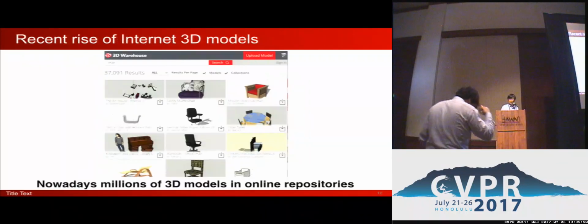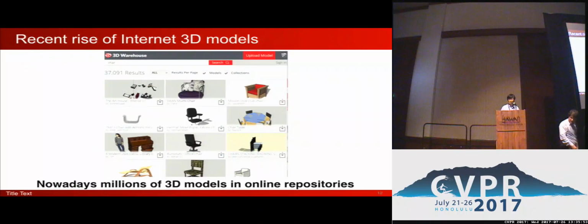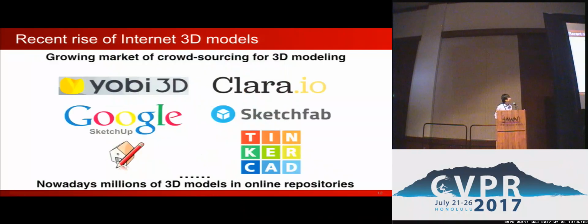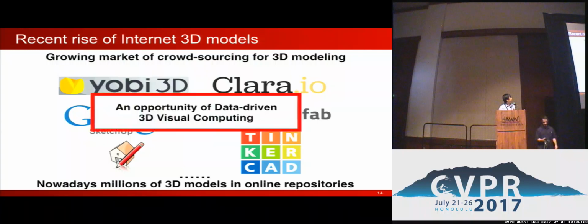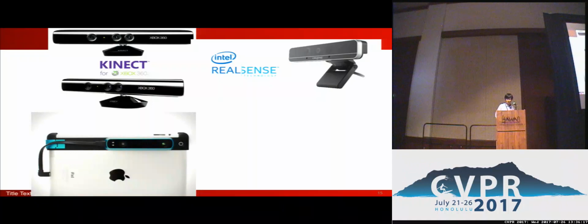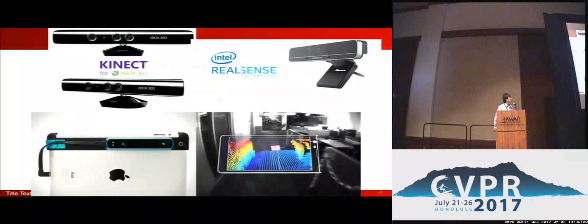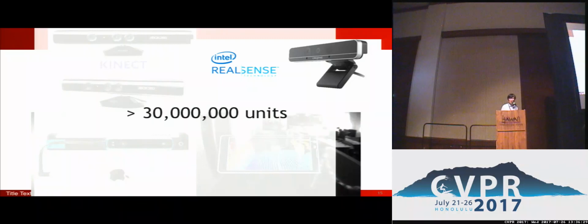And recently, we're witnessing the rise of internet 3D models. You can find millions of man-made CAD models from online repositories. This is also backed by the growing market of crowdsourcing for 3D modeling. This is the opportunity of data-driven 3D visual computing. We're seeing more and more 3D sensors as well, like the Kinect, the RealSense, and more 3D sensors from Google and many other companies. They are of higher and higher quality, but lower and lower price. It's estimated that worldwide there are over 30 million units deployed, and we can anticipate how much 3D data we will have in the future.